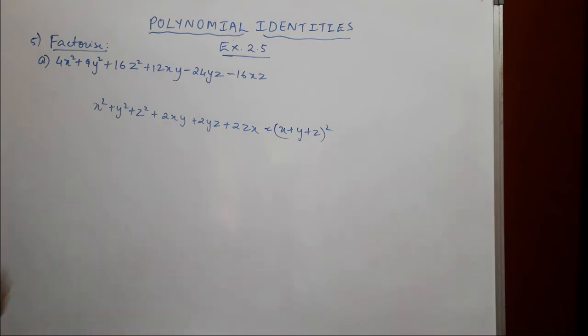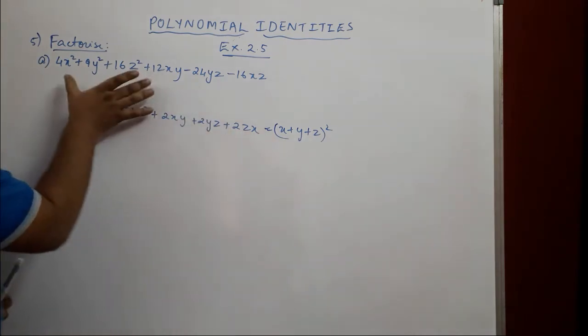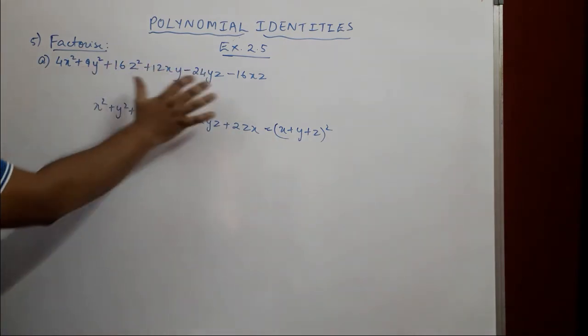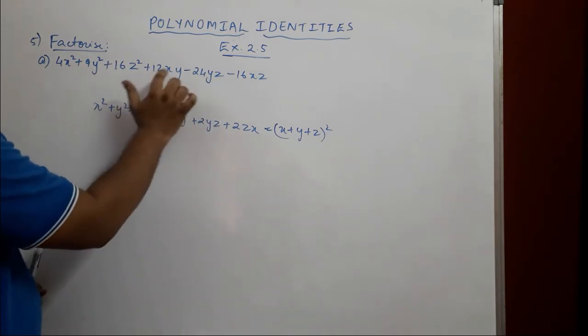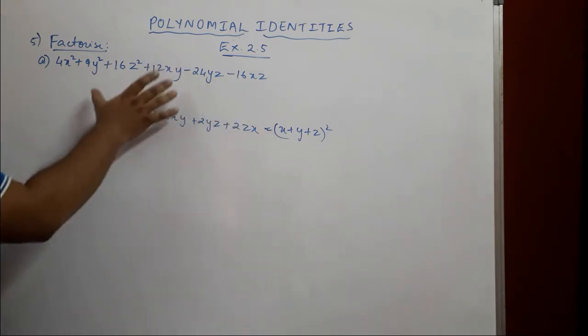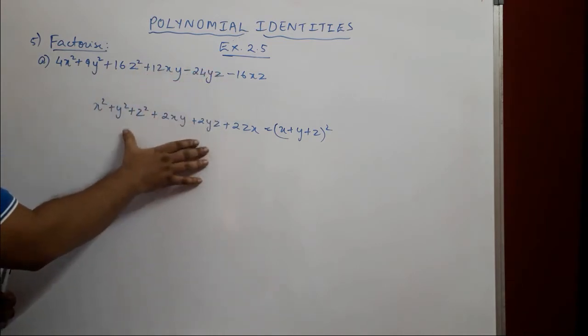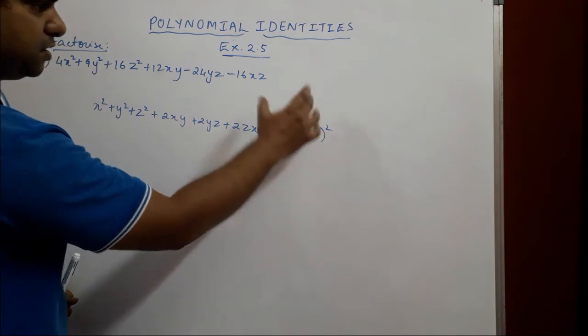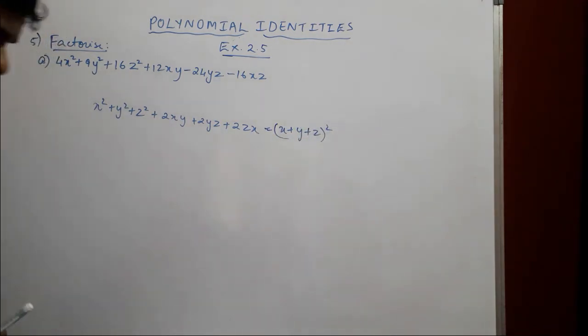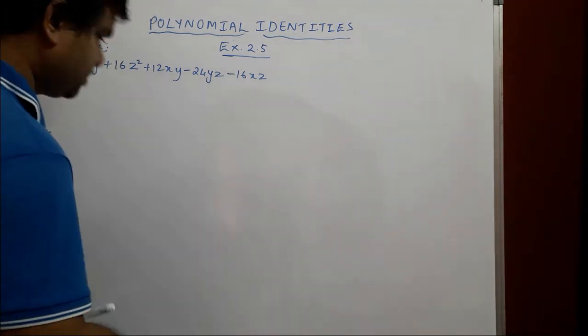Okay, so let's try to bring it in this form first. We can notice that it is almost in this form, but we have some plus signs and here there are minus signs. So we'll get it in this form, and once we get it in this form we can say that it is x plus y plus z the whole square. Okay, so let's first bring it in the proper form.